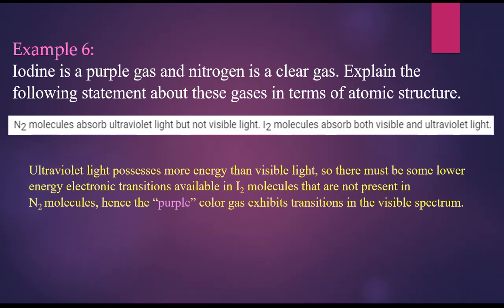So response here: ultraviolet light possesses more energy than visible light, so there must be some lower energy electronic transitions available in iodine molecules that are not present in nitrogen. And that's why we're seeing the purple color gas that shows those purple photons in the visible spectrum. So the lower energy electronic transitions are occurring in iodine, whereas they're not occurring with nitrogen. They're only occurring in the higher energy electronic transitions in the ultraviolet range, not visible to us in the visible spectrum.